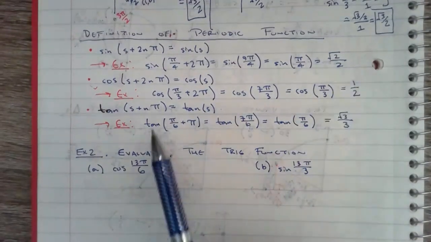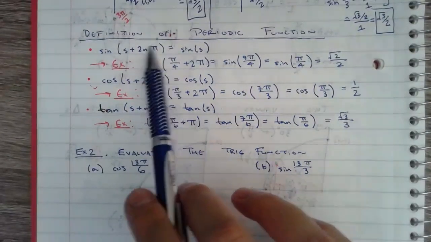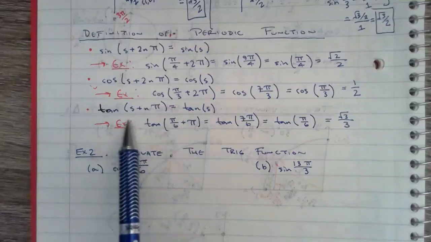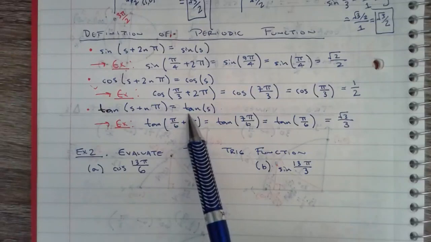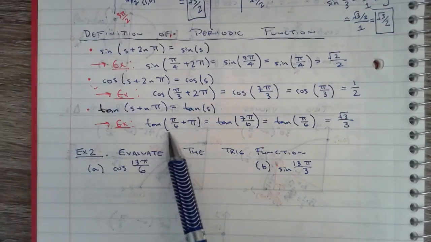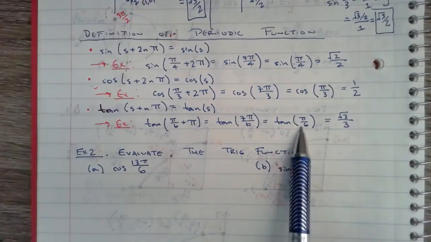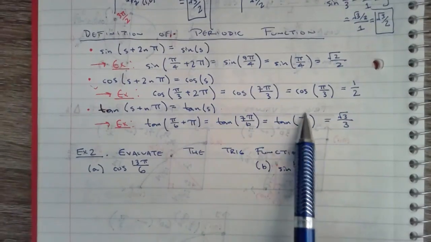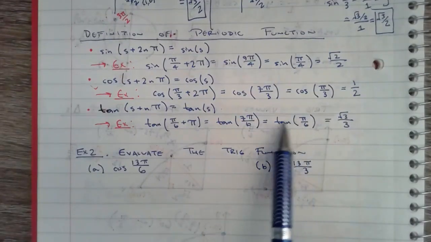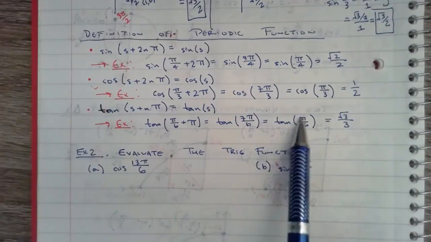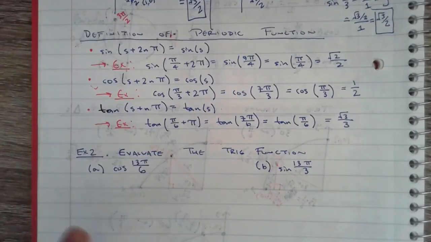Okay? And then your tangent, this one's a little different compared to sine and cosine. So for sine, it's plus 2n pi, and for cosine it's plus 2n pi. But for your tangent, if you go around 1 pi, then it's the same thing as tangent of s. So take a look at this: tangent of pi over 6 plus pi. Pi over 6 plus pi is 7 pi over 6, and that equals tangent of pi over 6, which gives you square root of 3 over 3. So again, that's just to show you that if you add a pi, you'll still get the same tangent value. Okay? Alright.